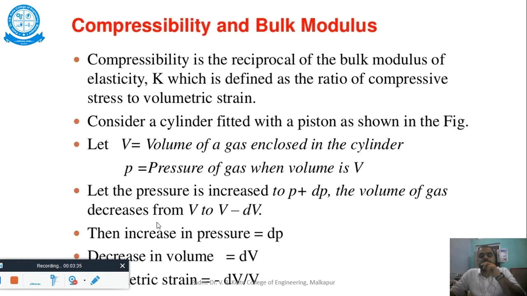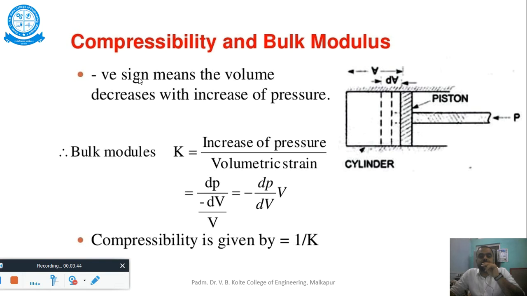Volumetric strain will be minus dV by V. The minus sign denotes that with increasing pressure, the volume decreases. Bulk modulus is denoted by capital K, and it is the ratio of increase of pressure to the volumetric strain. Mathematically it is written as dP by minus dV by V, which equals minus dP by dV into V. Compressibility is given by 1 by K, the reciprocal of the bulk modulus.